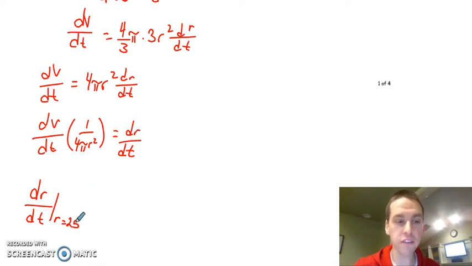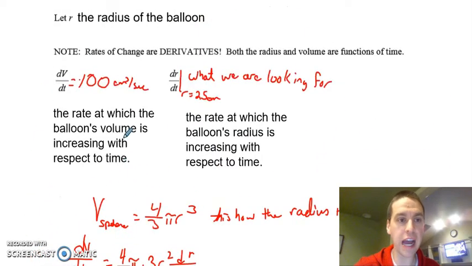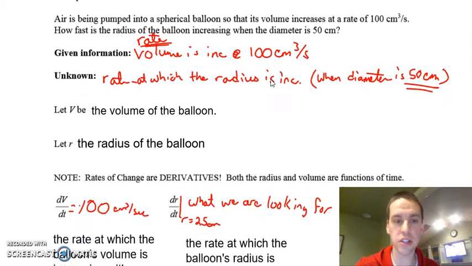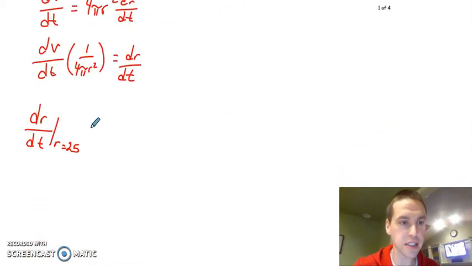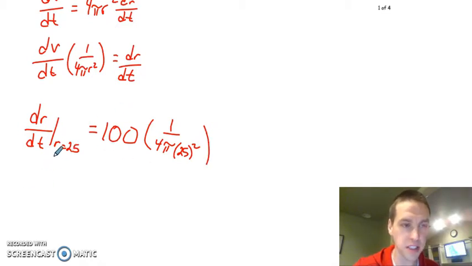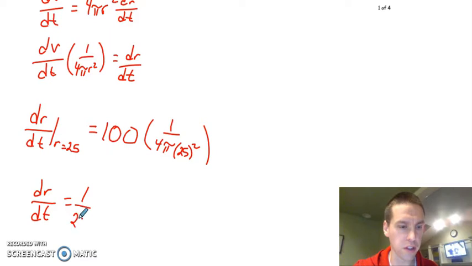Now, when I'm looking for dr over dt when r equals 25, I can go back to the given that the volume is increasing at 100 centimeters cubed per second. So I can say this equals dV over dt is 100, times 1 over 4 pi, and I want it when r equals 25. So now I can substitute in 25 squared here. And this is what dr over dt when r equals 25 equals. So dr over dt equals 1 over 25 pi. You can do the math, figure that out.